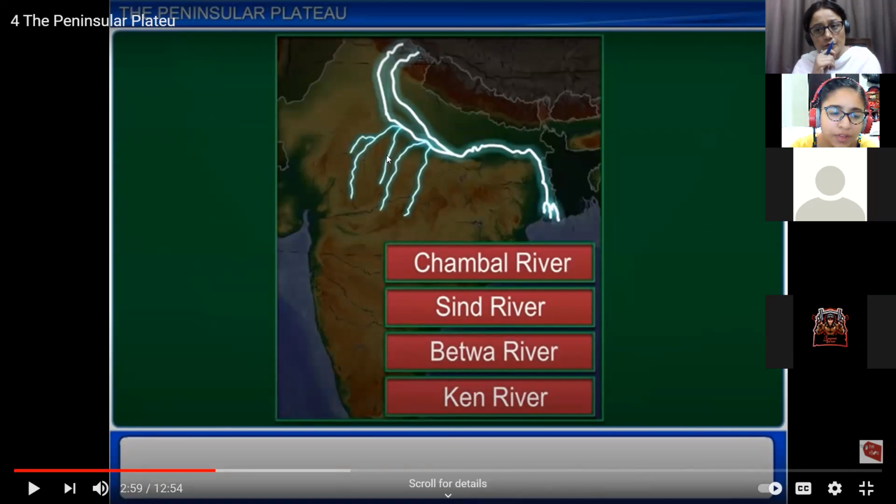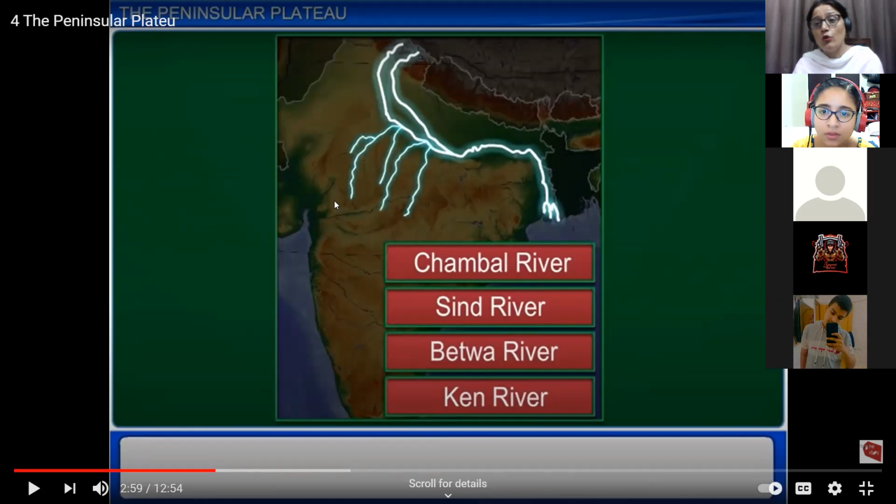Ma'am, they flow through Aravalli. No, Aravalli was here. Aravalli has nothing to do with this. These rivers actually form due to rainfall. Whenever rainfall takes place, these rivers are formed. We don't have glaciers here because we don't have high altitude peaks. We don't have very big mountains here in the south.